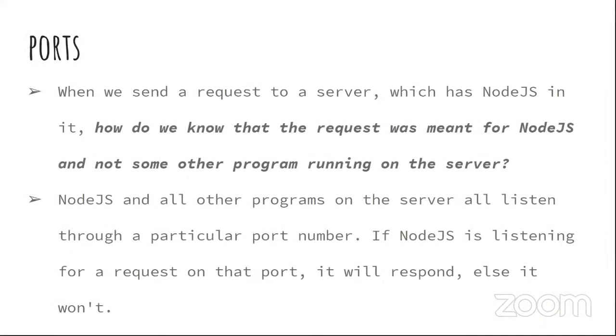So let's talk about ports. Once a server is created, or once a connection is created on the server, how does Node know what particular client is trying to access information? Node does this through ports. Node.js and all other programs on the server listen through a particular port number. If Node.js is listening for a request on that port, it will respond, else it will not respond.